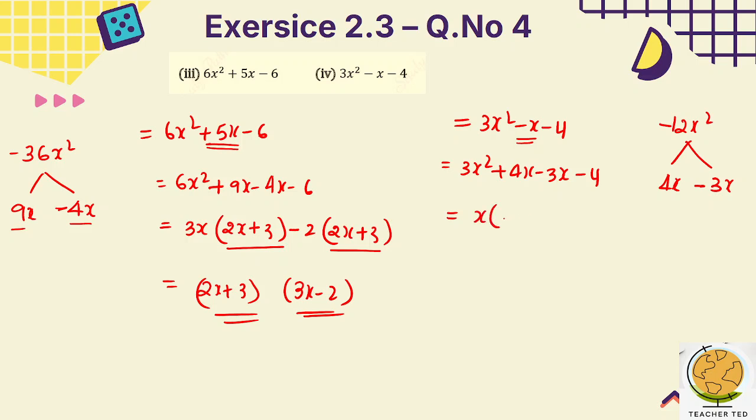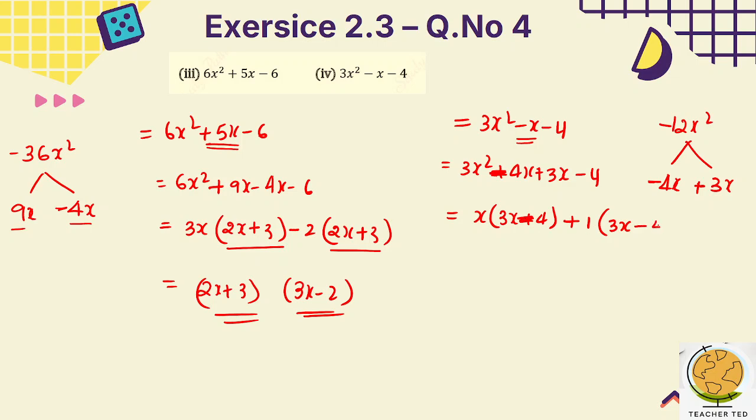So take x common here. It becomes 3x plus 4. So take plus 1 common here. I think it becomes minus x. You need to put minus for this, not for this. Sorry to interrupt here. If it becomes minus x, you need to put minus for this and plus for this. That is where I made a mistake. So it becomes plus and it becomes minus.